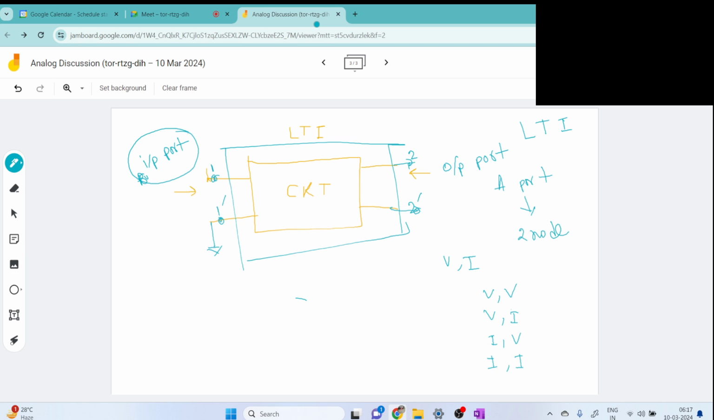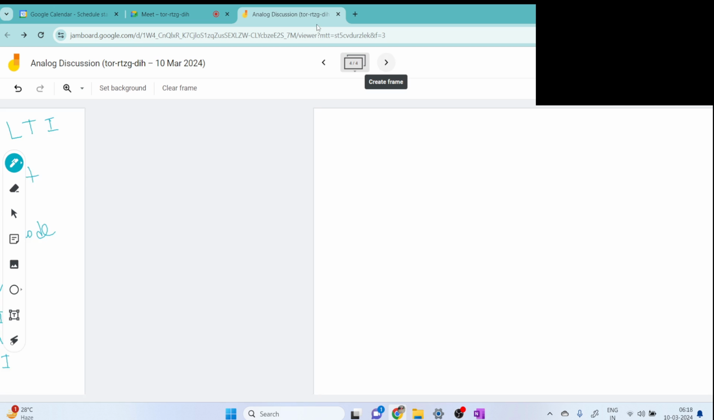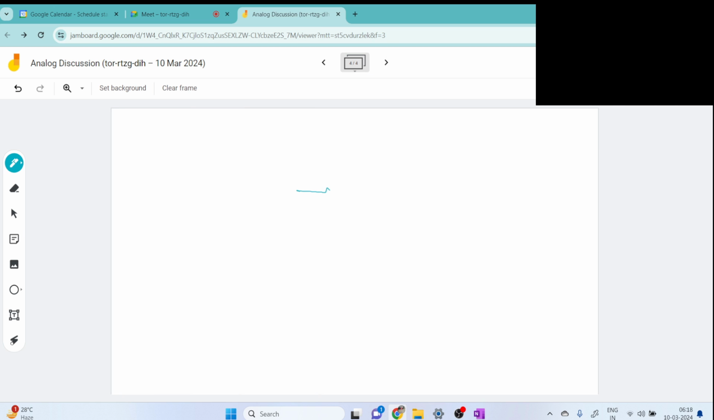What should I say about this two port network? I think you should give an example: any component expressed as a two-port network. Okay, let's have a resistive circuit. That would be very useful. So this is a resistor, and it has two ports, on and on dash.